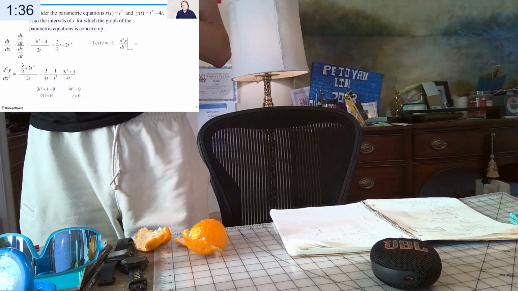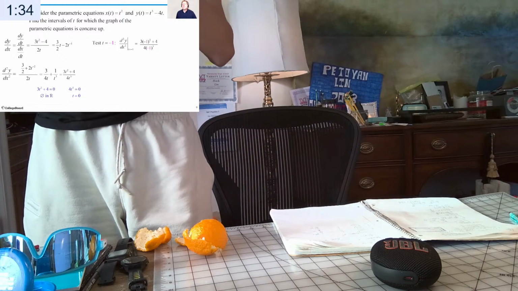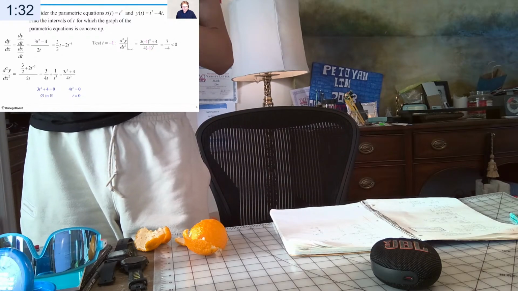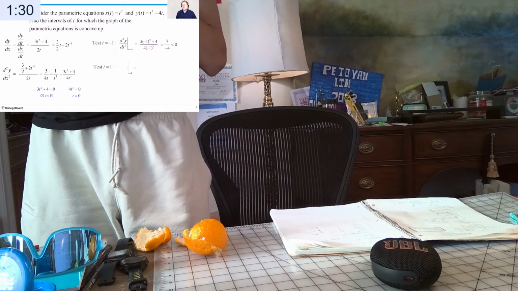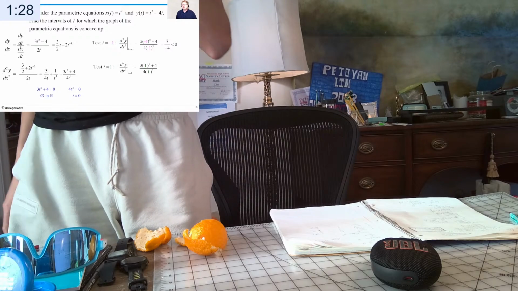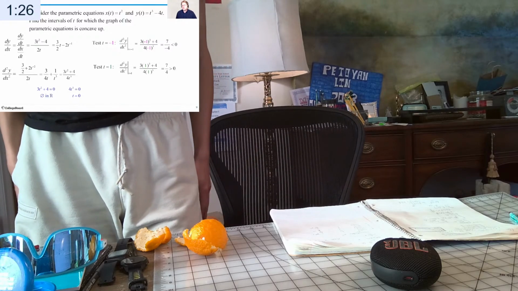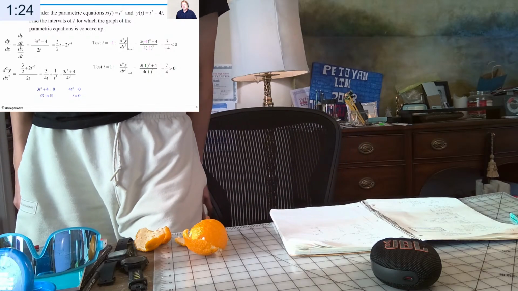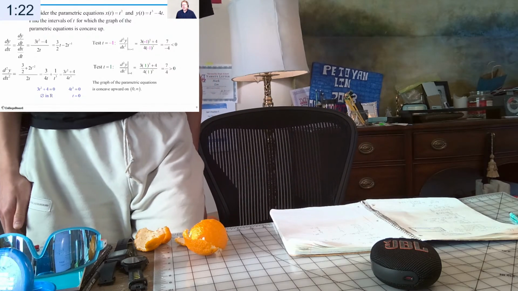So I'll just plug negative 1 into our second derivative, and I get 3 times negative 1 squared plus 4 over 4 times negative 1 cubed. And that will result in negative 7 fourths, which of course is negative. How about we test something on the other side of 0, like positive 1? Do the same type of calculation, and you can probably guess this is positive 7 fourths, and that would be what we want here, because the graph is concave up when the second derivative is positive.